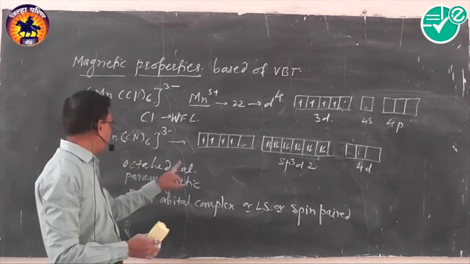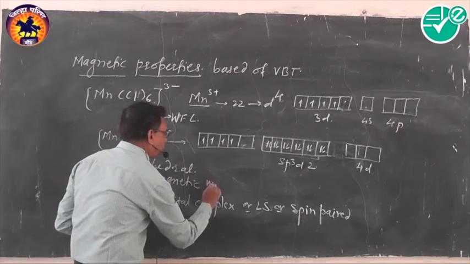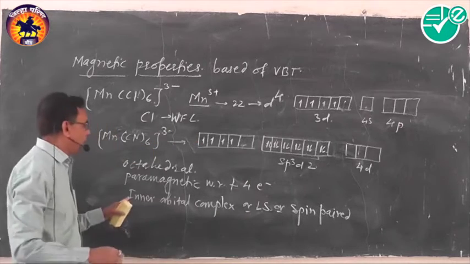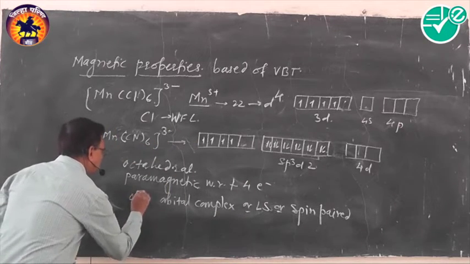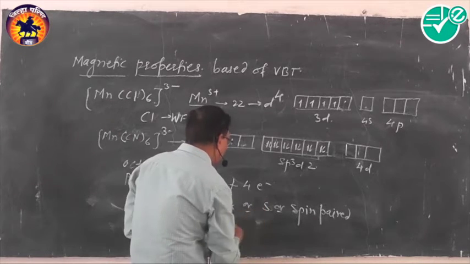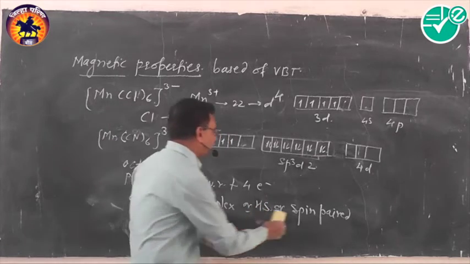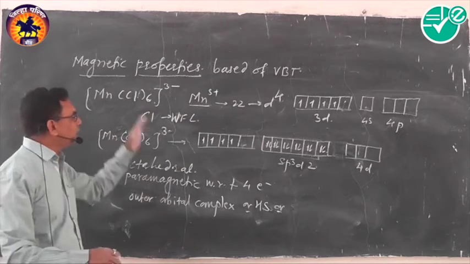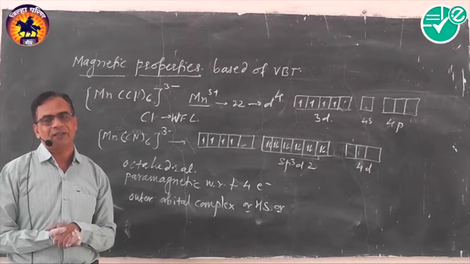The geometry is octahedral. It is paramagnetic with respect to 4 unpaired electrons. It is an outer orbital complex because outer orbitals are involved in the hybridization. It is a high spin complex or spin free complex like this. So in this way we can explain the magnetic behavior of the complexes.